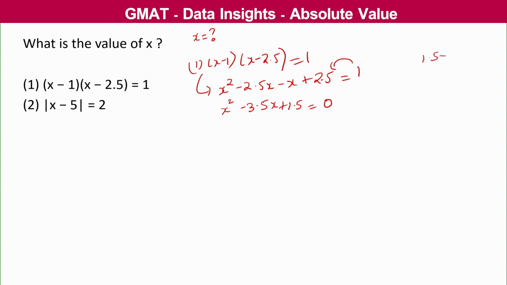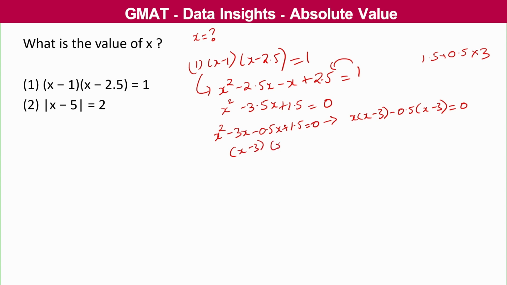1.5 can be written as 0.5 into 3, and 3 plus 0.5 will give you 3.5. So here you can write this as x square minus 3x minus 0.5x plus 1.5 is equal to 0, which is saying that x into x minus 3 minus 0.5 into x minus 3 is equal to 0. So therefore, x minus 3 into x minus 0.5 is equal to 0. So either x is equal to 3 or x is equal to 0.5.